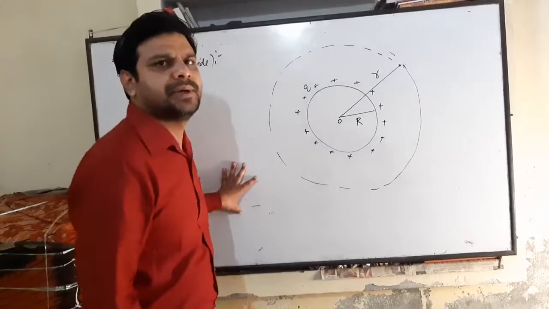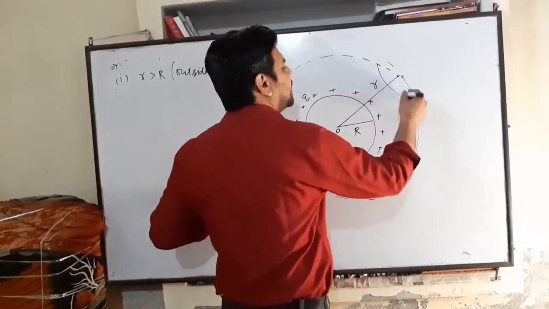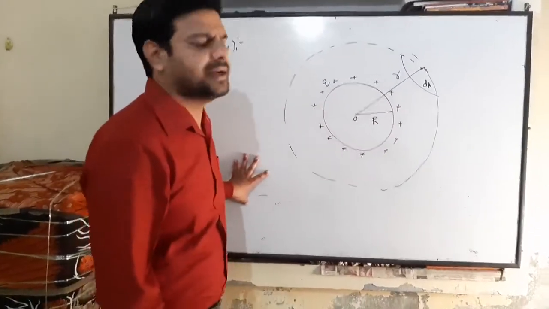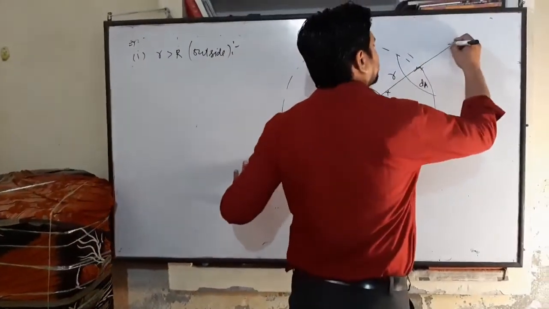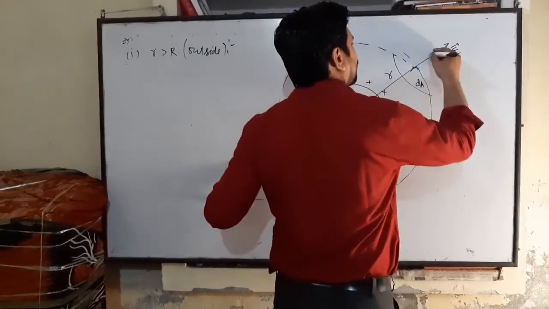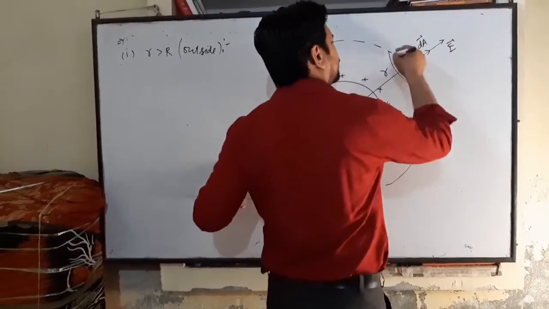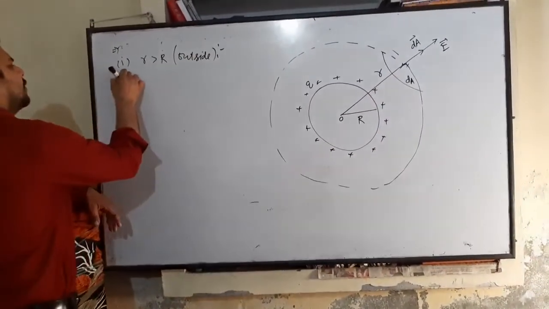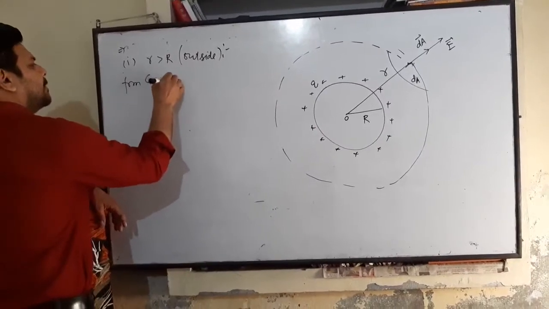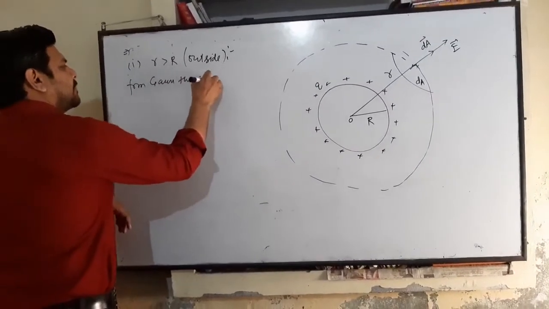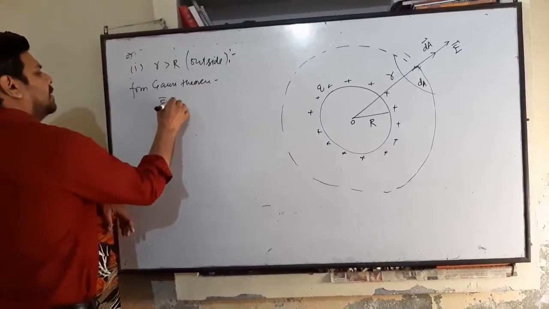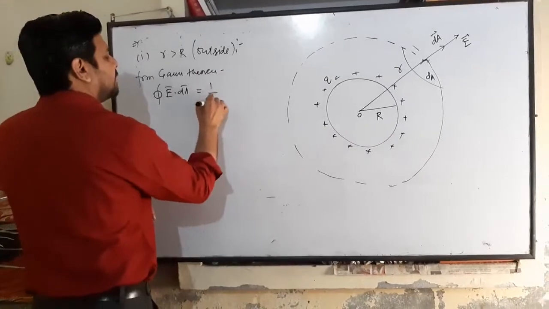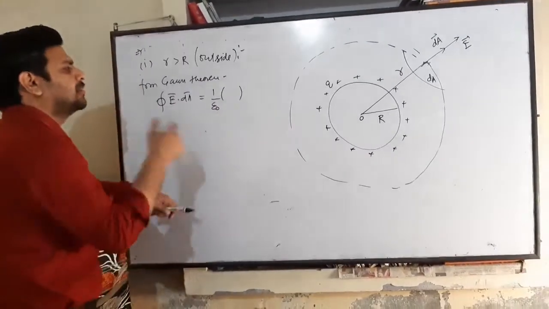Then second step, we will consider a small area, draw the direction of electric field at the observation point, which will be in outward direction, and draw the area vector, which is perpendicular to this small area element. Now from the Gauss theorem, the surface integration of E dot dA is equal to 1 over epsilon naught times the charge enclosed in the Gaussian surface.